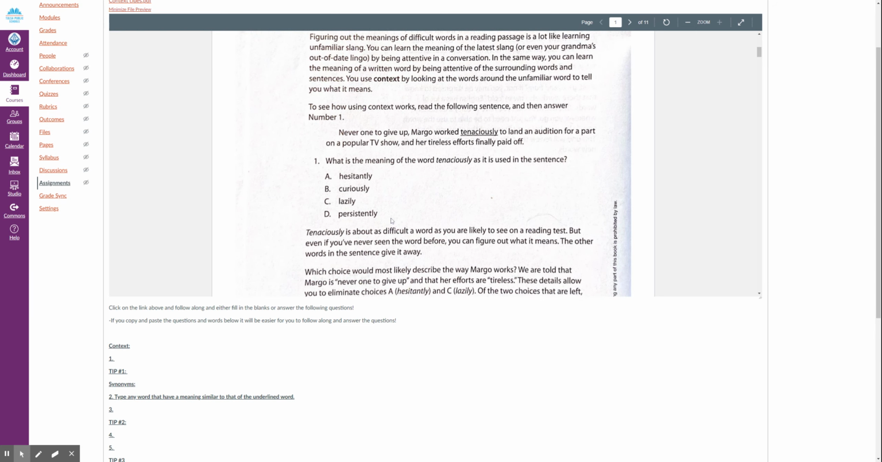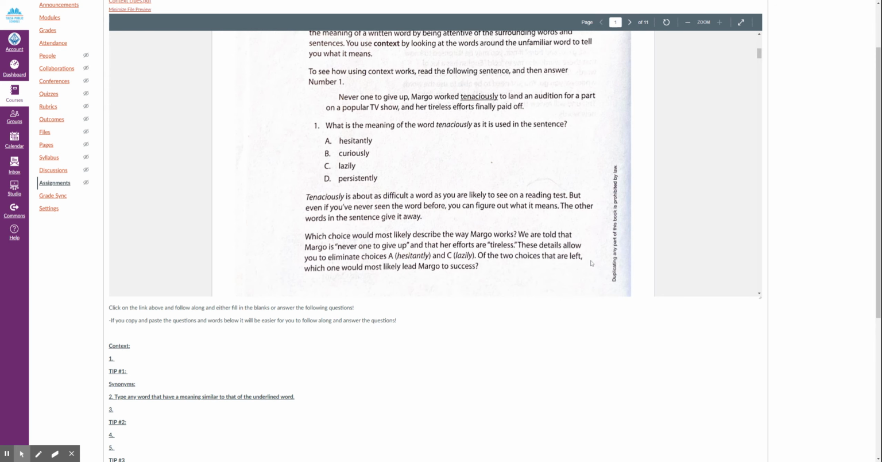Okay. So, I would say the answer is D. Persistently. Tenaciously is about as difficult a word as you are likely to see on a reading test. But even if you've never read or seen the word before, you can figure out what it means. The other words in the sentence give it away.